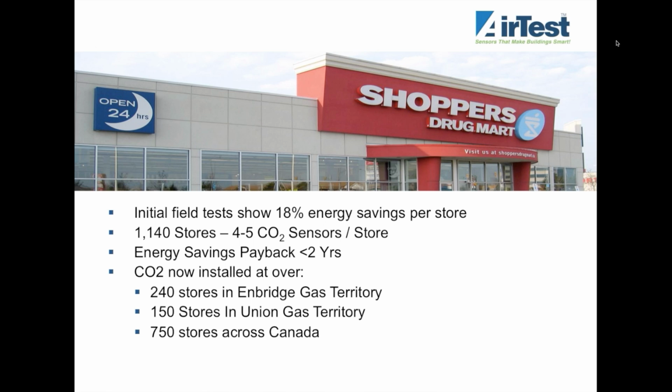And what they're seeing is by putting about 5 sensors per store in, they're seeing energy paybacks of less than 2 years. And actually, we're now seeing many of the electrical utilities and even the gas utilities that serve the different areas where the stores are in. They're paying significant rebates to allow these sensors to go in because of the savings.